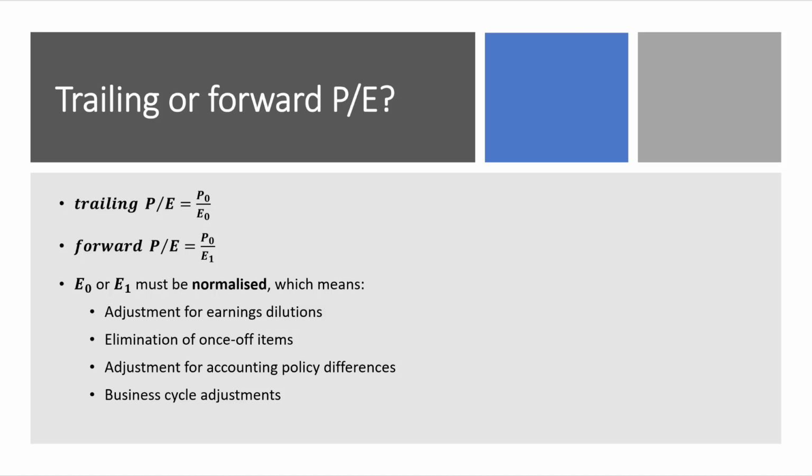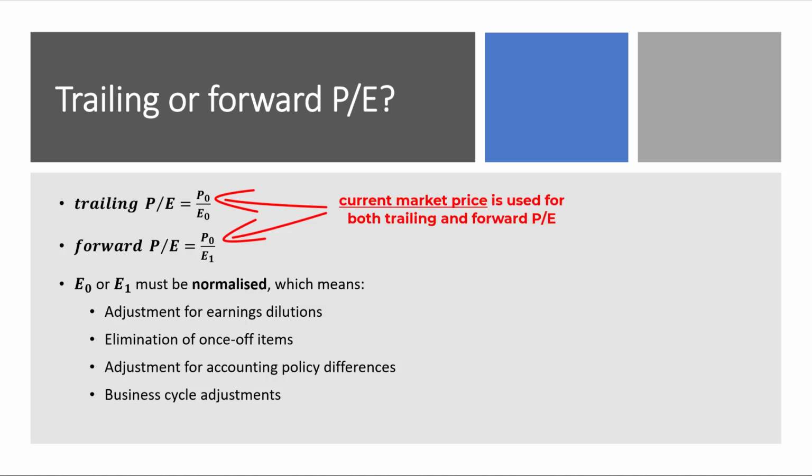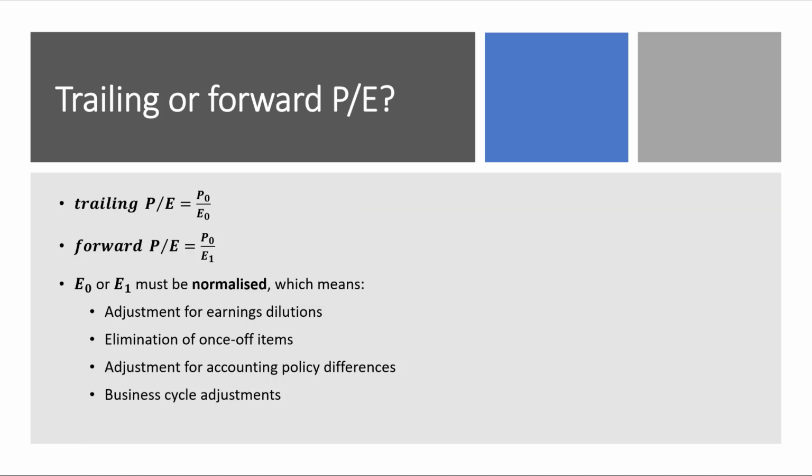The equations for those are on the screen, and note that both versions of PE have exactly the same numerator. The number above the line in both cases is the current market price of the share that you are evaluating. They differ in terms of the denominator. The trailing PE ratio has historical, most recent period earnings below the line, and the forward PE ratio has a projection of the next period's earnings below the line.